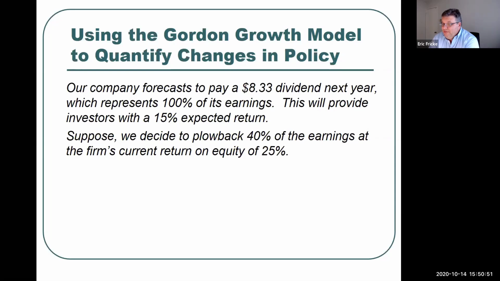And also the firm's current return on equity is 25%. So return on equity, we need that for that growth rate formula. G equals return on equity times plowback, right? So we know we're going to need that.